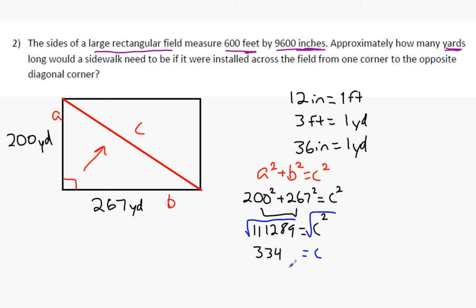334. So our final answer here, what is the total length of our sidewalk? We can say it's about 334. If you said 333, that's also good. It's about 334 yards.